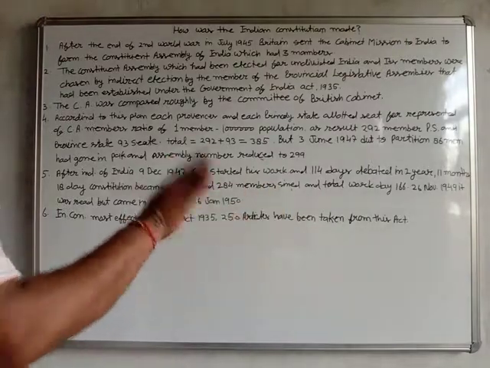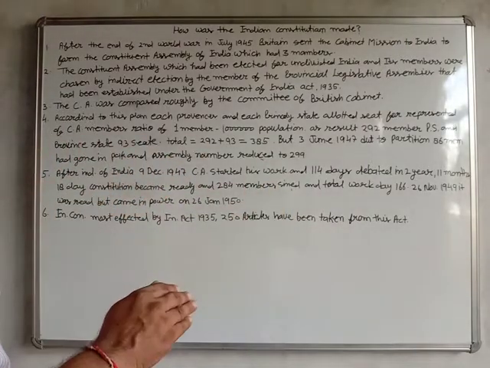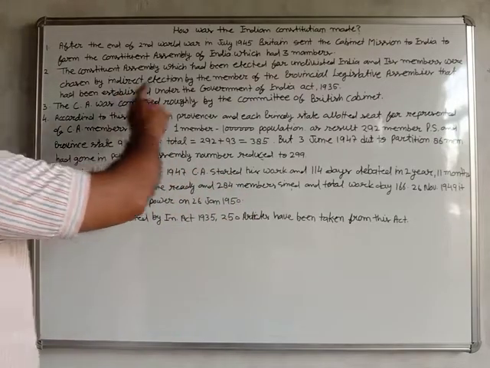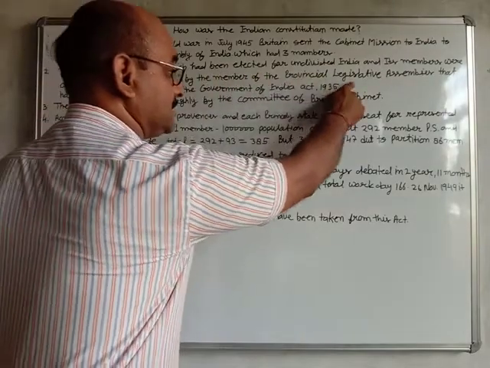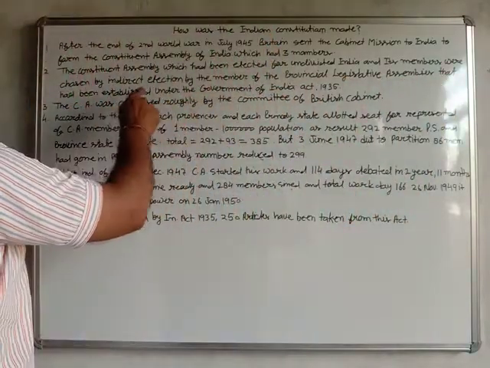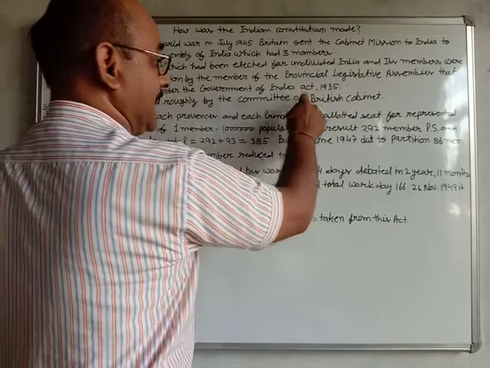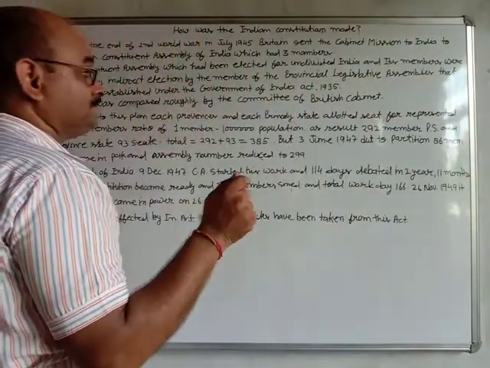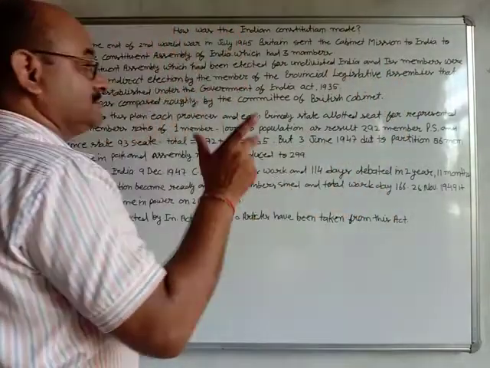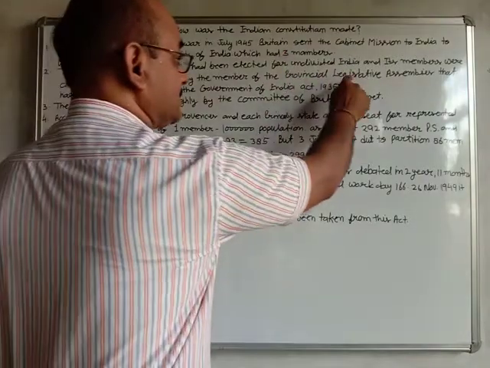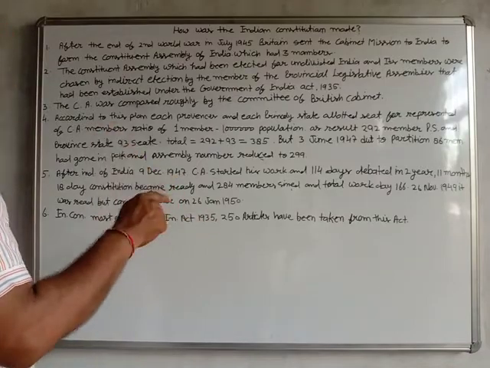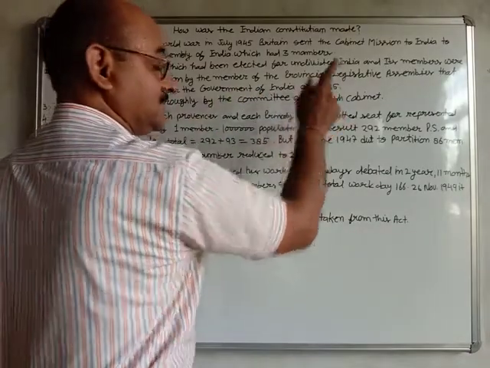So for the Constituent Assembly, Indian leaders took the decision that this Constituent Assembly would be formed by indirect election by the members of the provincial legislative assemblies, which had been established under the Government of India Act 1935. The provincial legislative assembly was a big authority politically in India, and it was established under the Government of India Act 1935.